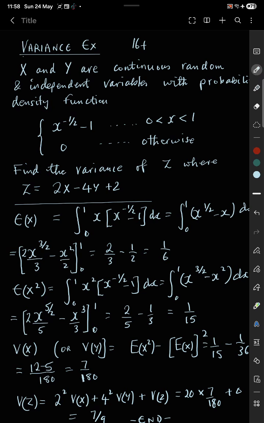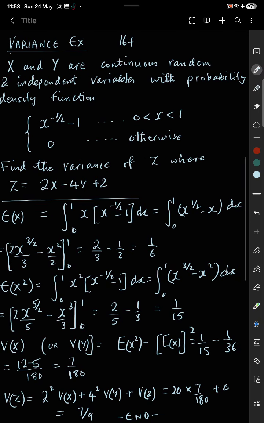the expectation of y, and that's the integral between 0 and 1 of x times the probability density function, x to the minus half minus 1 dx, which simplifies to the integral of x to the minus half minus x dx, and that's quite easily carried out. So that's 2/3 x to the 3 upon 2 minus x squared over 2, evaluated between the limits 1 and 0, which is 2/3 minus half, which is 1 over 6.